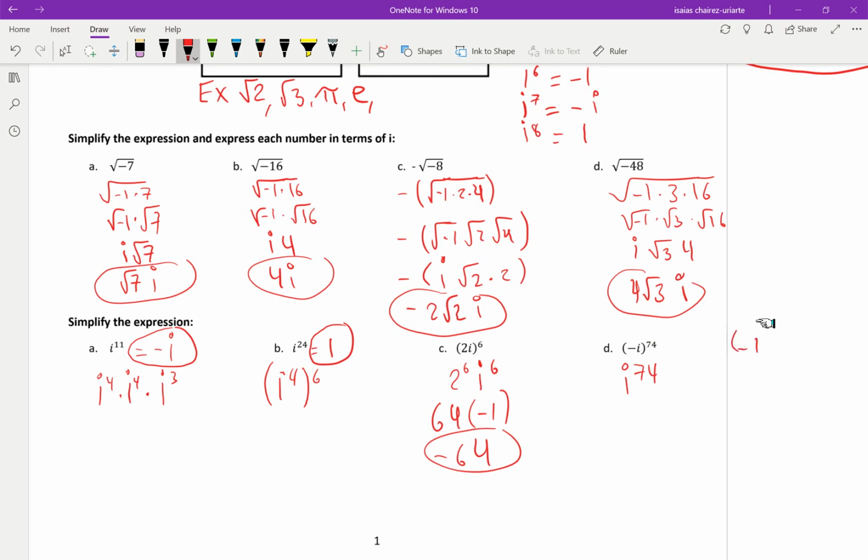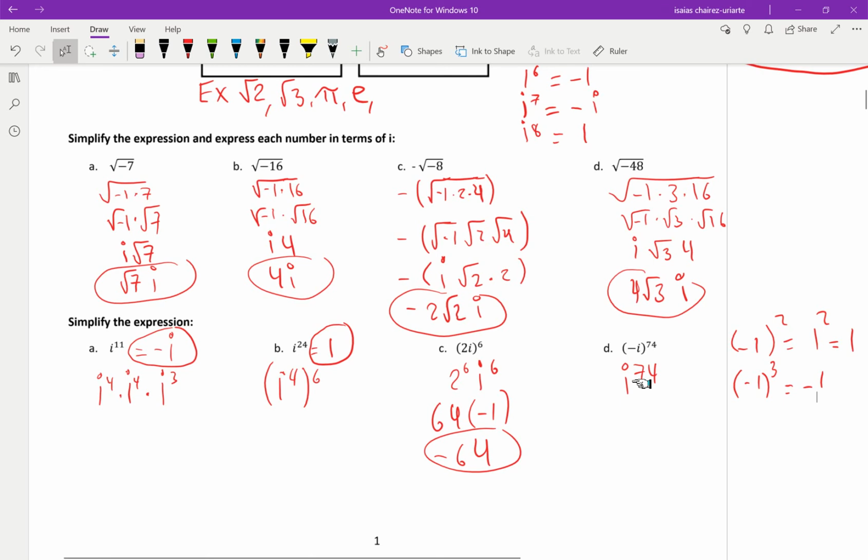Negative 1 to the 2nd turns out is just 1 to the 2nd, which is 1. But negative 1 to the 3rd turns out is negative 1. So if you have a negative and you raise it to an even power, you should always end up with something positive. If you start with a negative and you raise it to an odd power, you end up with something negative. Well, right now, negative i to the 74 turns out this becomes positive. It just becomes i to the 74. Okay, and now I gotta think, what is i to the 74?